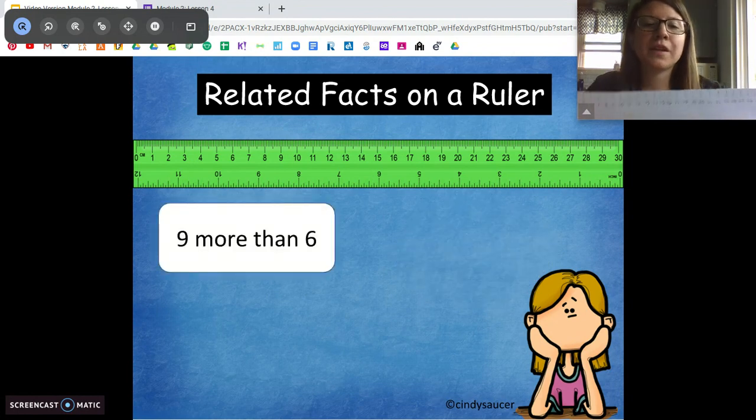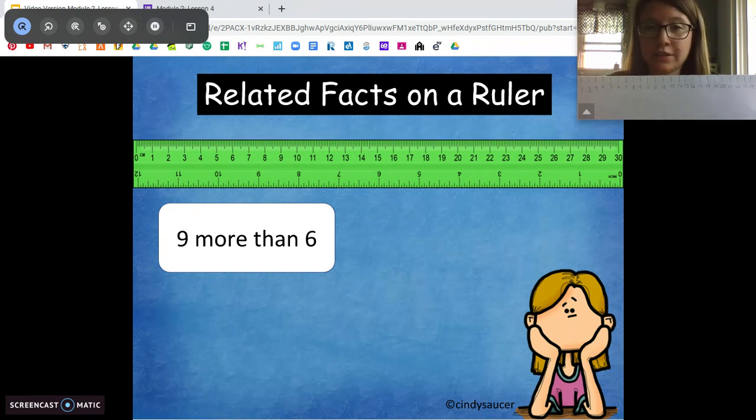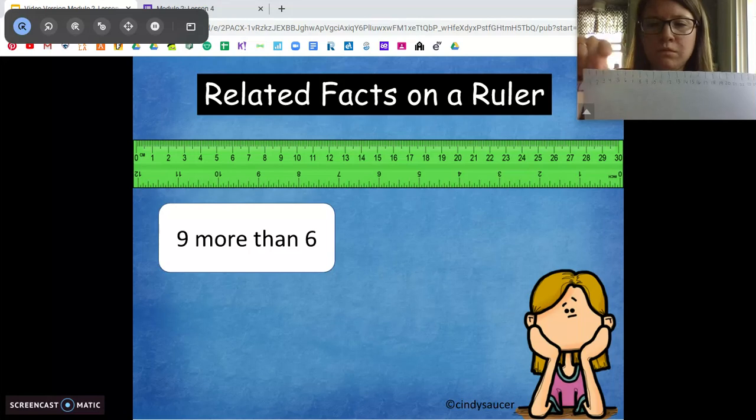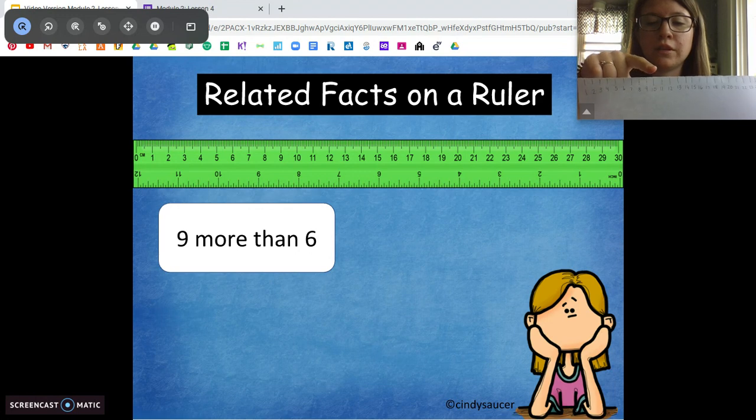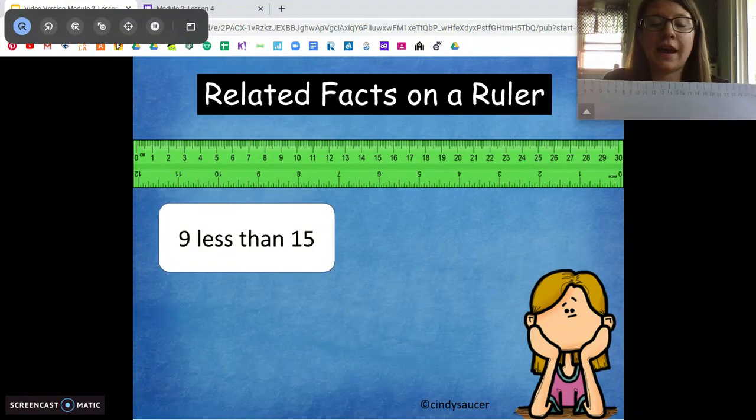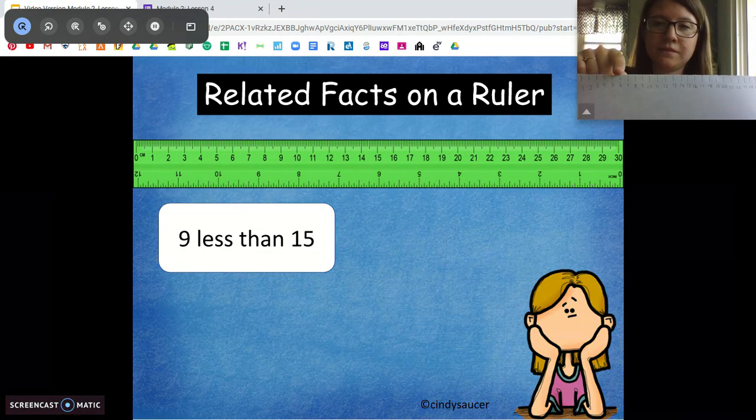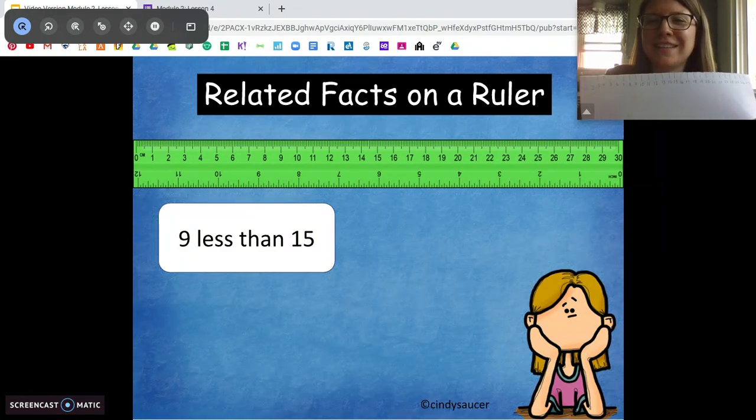Awesome. Let's keep going. 9 more than 6. Go ahead and solve that on your own. Tell me the addition sentence. So I'm going to start on 6 and go 9 hops more. 2, 3, 4. And I ended up at 15. So 9 plus 6 is 15. Let's do the opposite. 9 less than 15. 15 minus 9 is 6.